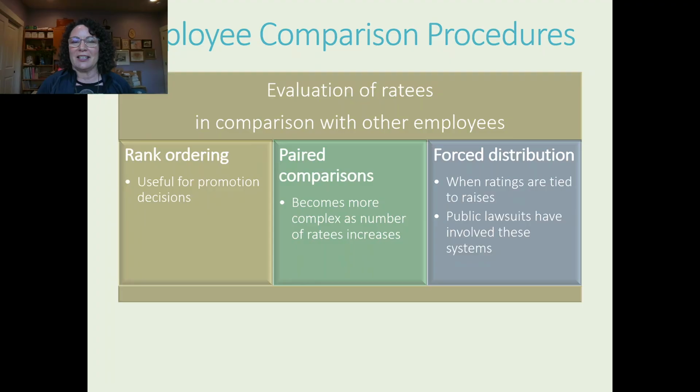Forced distribution is when you have people who are roughly equal to each other. The ratings that have been given are basically equivalent, but you have to decide something, maybe to make a raise or to give a promotion or something like that. You have to break the tie somehow. So we call it a forced distribution.